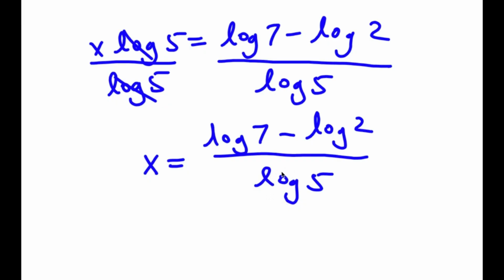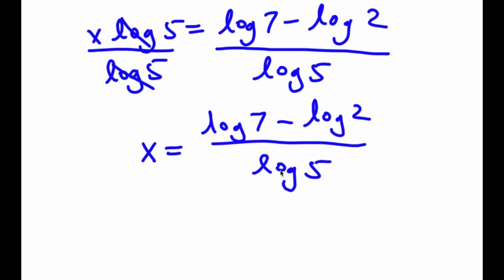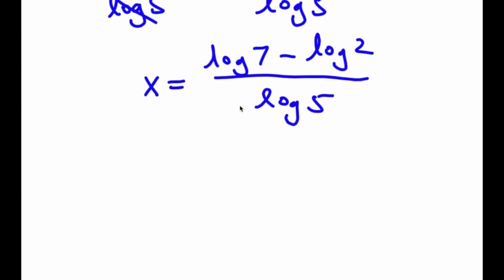Now, to actually continue with this problem, I have to use a calculator to find the values of log 7, log 2, and log 5. So now if I plug these values into my calculator, I get log 7 is approximately 0.8451.